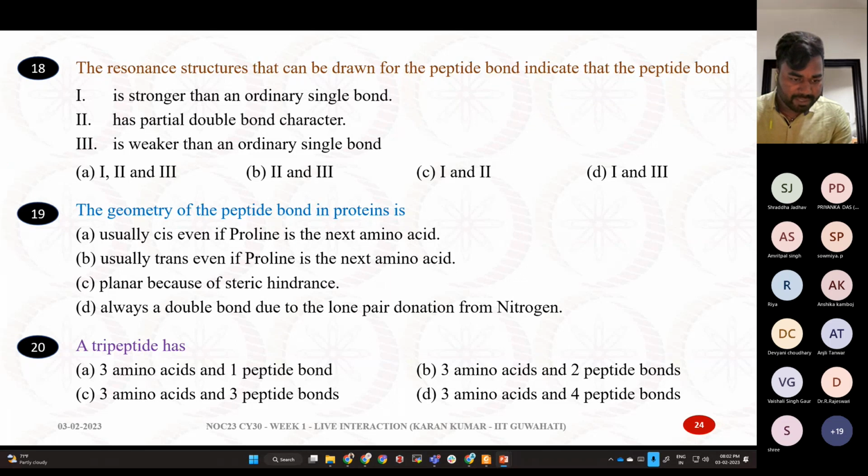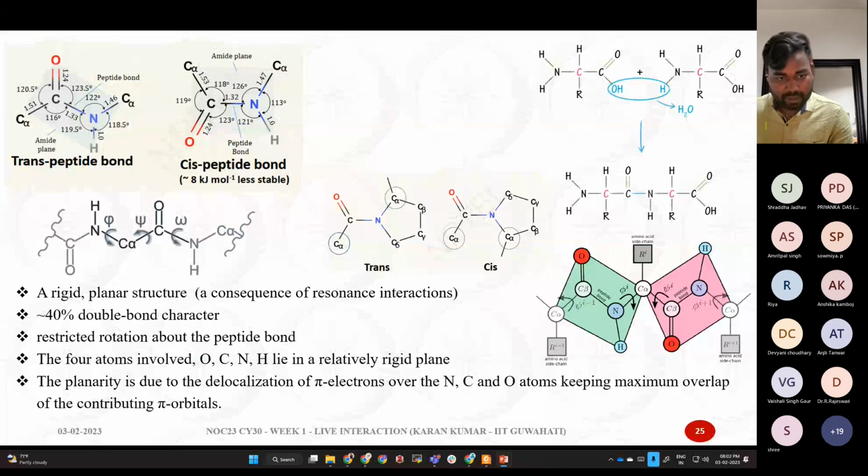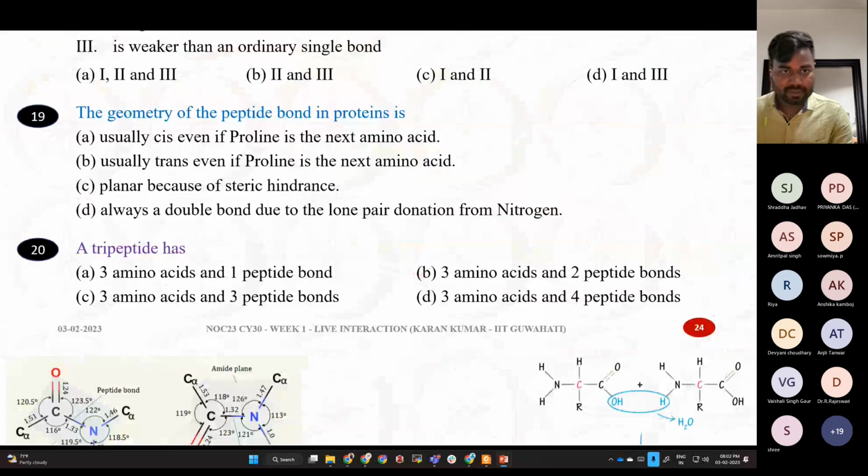Question number 20. A tripeptide has: 3 amino acids and 1 peptide bond; 3 amino acids and 2 peptide bonds; 3 amino acids and 3 peptide bonds; or 3 amino acids and 4 peptide bonds. What is the correct answer? Option B, sir. Very good.